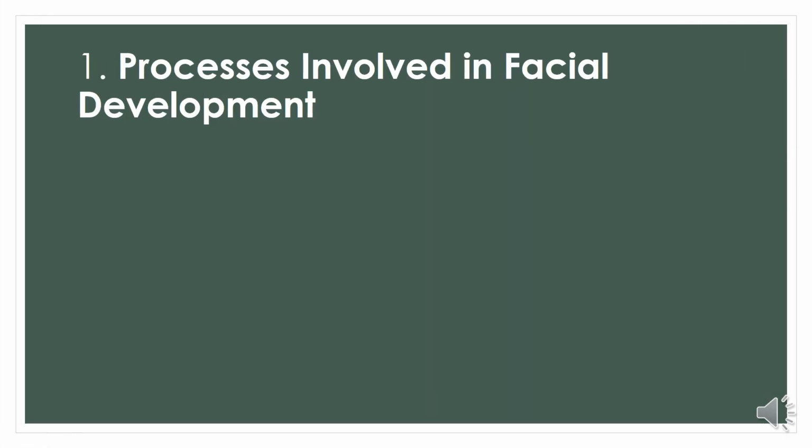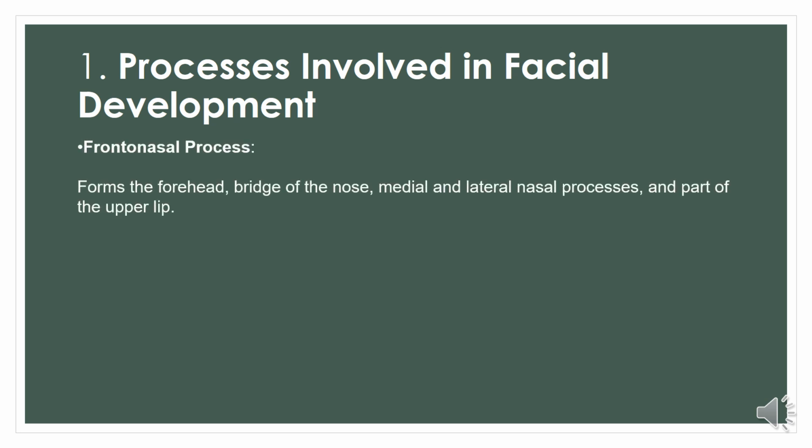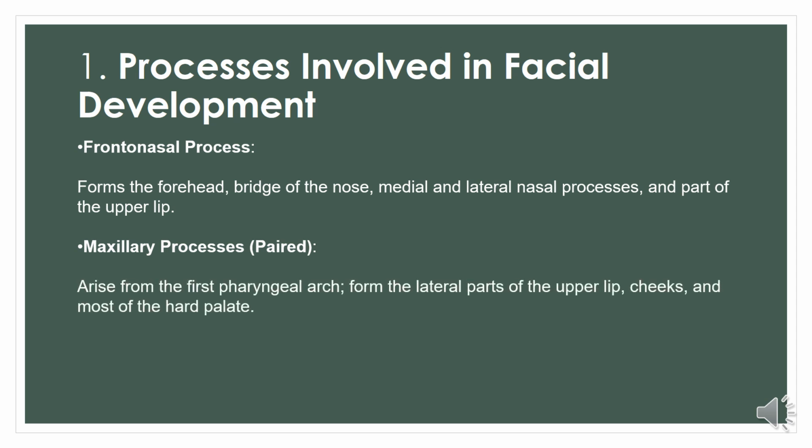Coming to the processes involved in facial development, first one is the frontonasal process. It forms the forehead, bridge of the nose, medial and lateral nasal processes and part of the upper lip. Next are the maxillary processes, which are paired. They arise from the first pharyngeal arch, form the lateral parts of the upper lip, cheeks and most of the hard palate.